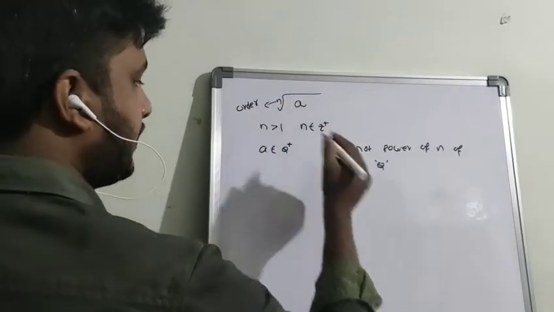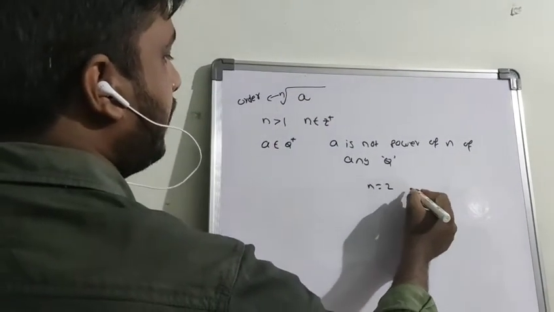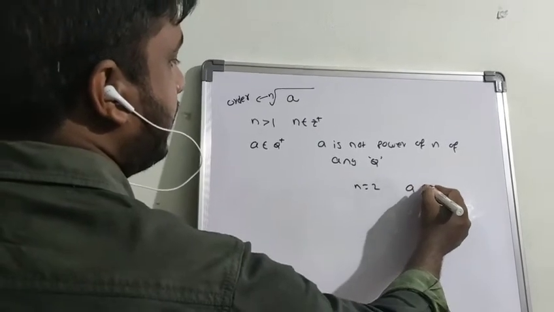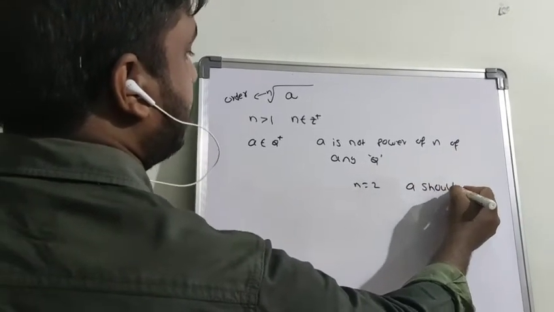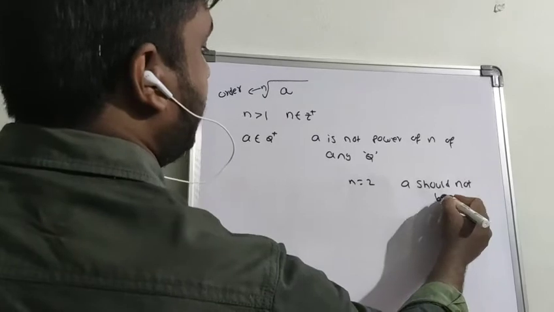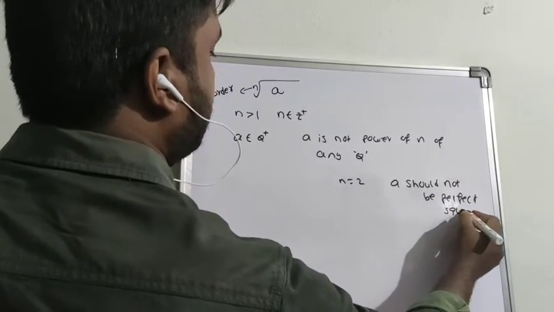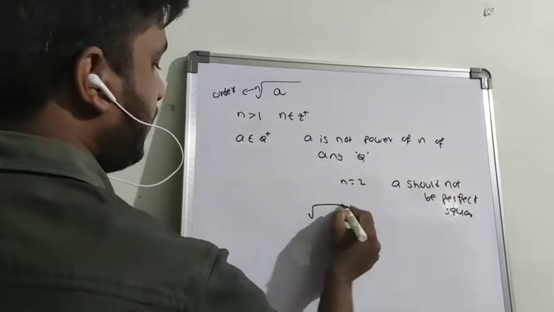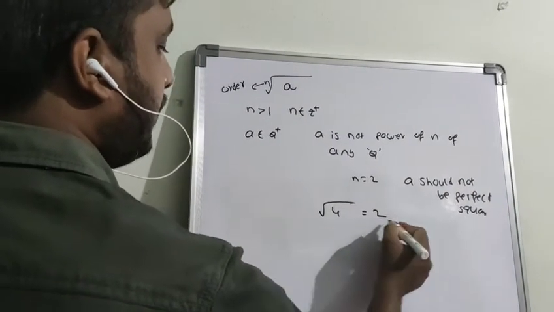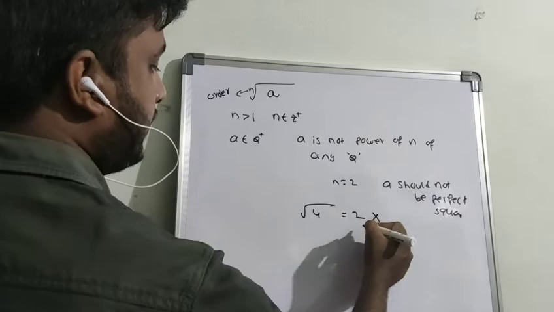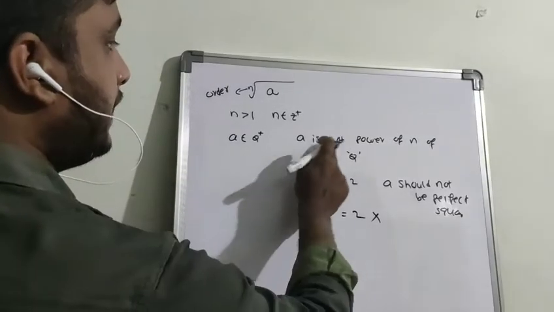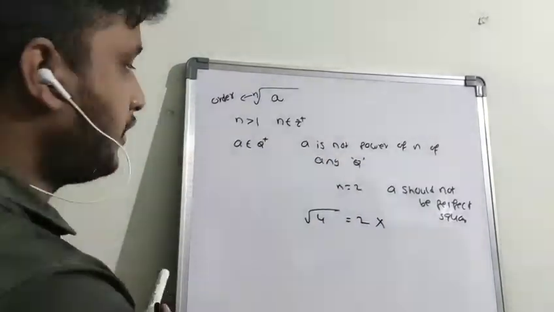So that means, for example, if n equals 2, then a should not be a perfect square. For example, if it is the square root of 4, then it will be 2. It is not a surd. So a is not the nth power of any rational number.